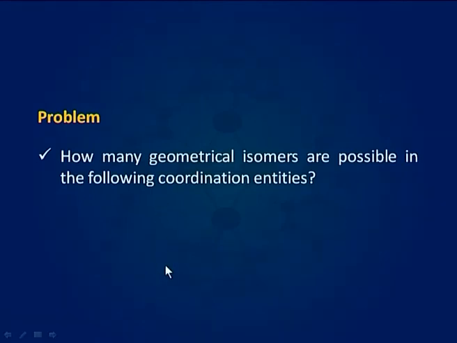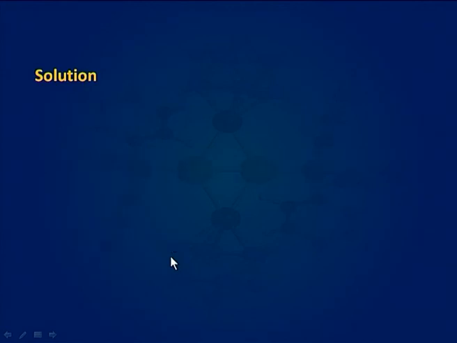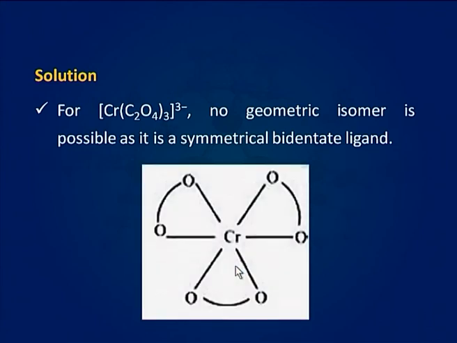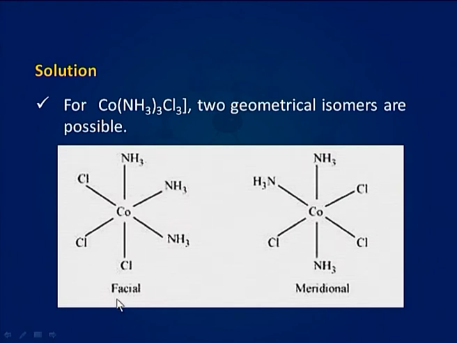Let us discuss one more problem to understand the geometrical isomerism in octahedral complexes with bidentate ligands. How many geometrical isomers are possible in the following coordination entities? [Cr(C2O4)3]3- and [Co(NH3)3Cl3]. For [Cr(C2O4)3]3-, no geometrical isomer is possible as it is a symmetrical bidentate ligand. For [Co(NH3)3Cl3], two geometrical isomers are possible. One is facial, as the three similar ligands are at the three corners of a face, and the other is meridional, as the three similar ligands are in the same plane, that is, at a meridian of the octahedron.